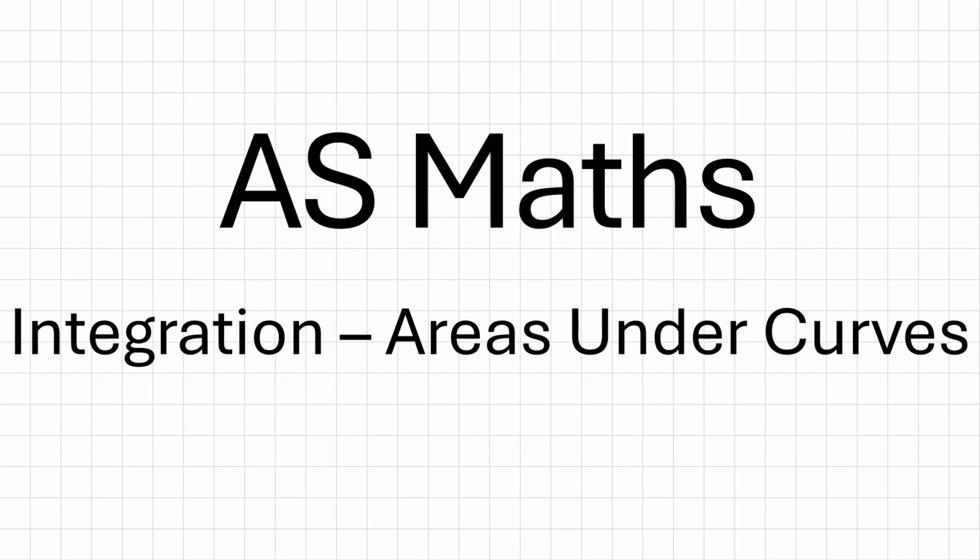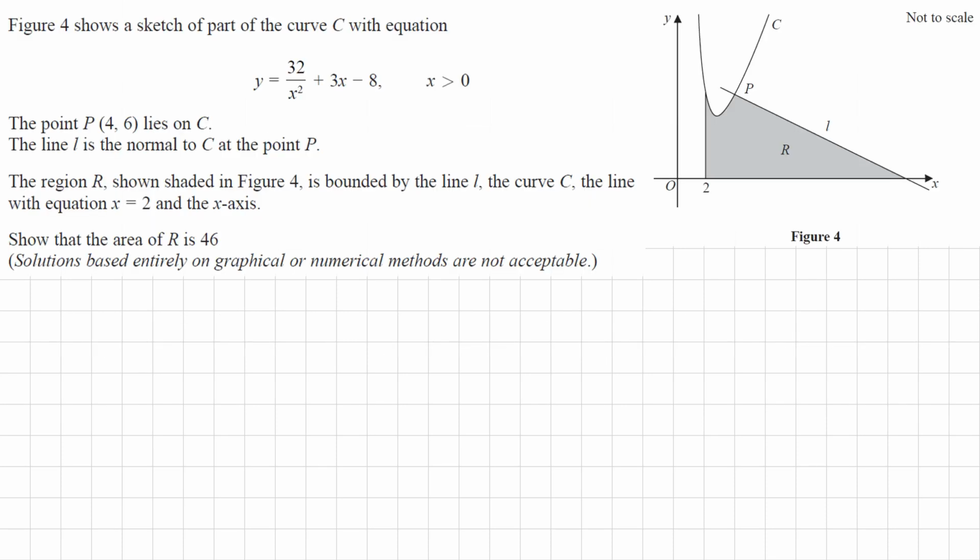This is an AS maths question on integration, particularly finding the area under curves. Figure 4 shows a sketch of part of a curve C with equation y is equal to 32 over x squared plus 3x minus 8. So this is the curve C here in the diagram for figure 4.